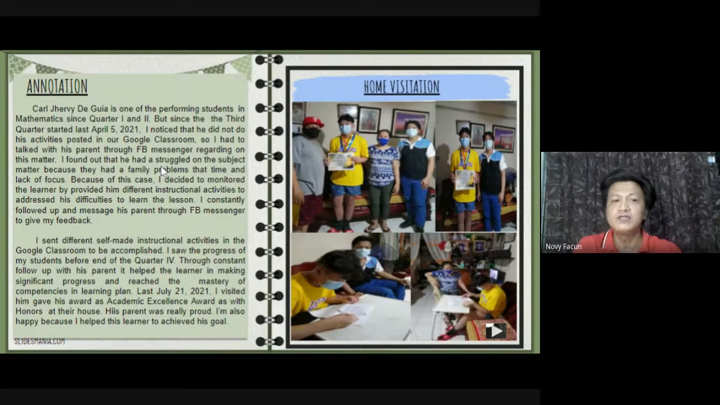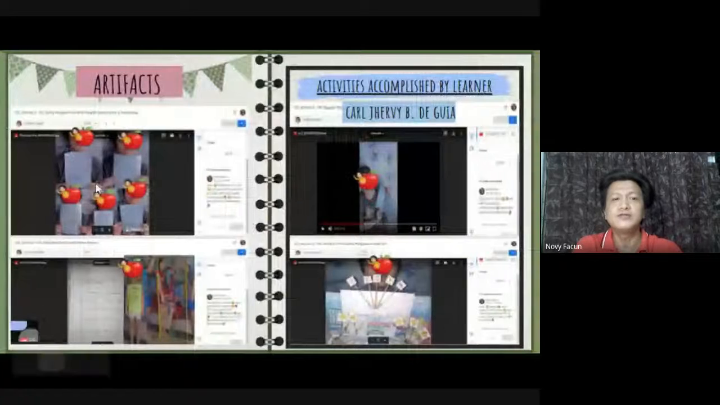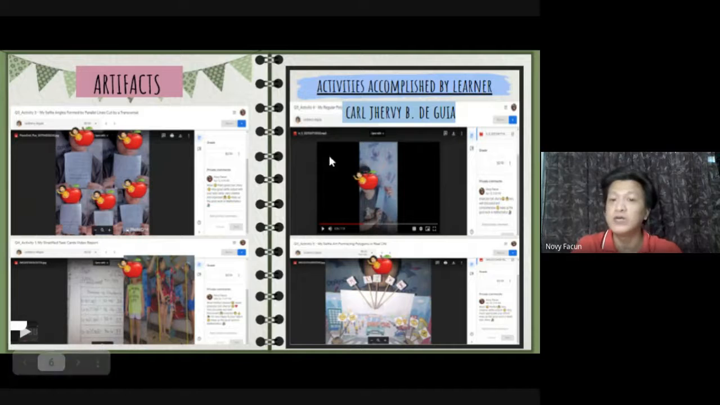So Carl Jervy is one of the performing students in mathematics since quarter 1. And I saw his significant progress when I conducted the visitation. And I'm happy, so I gave him an award because he really attained his objective, his goal, to be one of the honor students at the end of the school year. And this is the artifact of activities accomplished by the learner. He sends them through Google Classroom with the help of his parent. The parent is really very supportive. I give feedback on every output submitted.